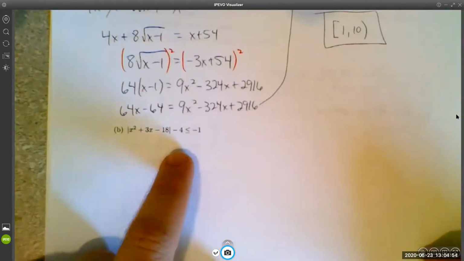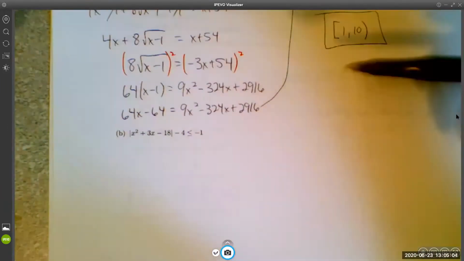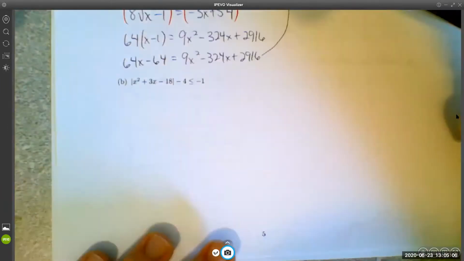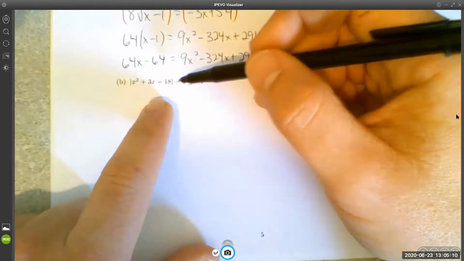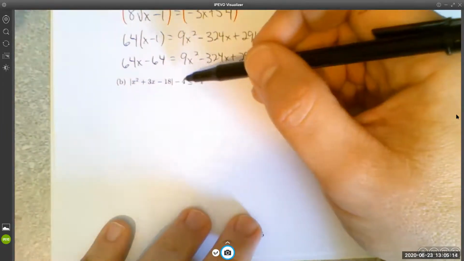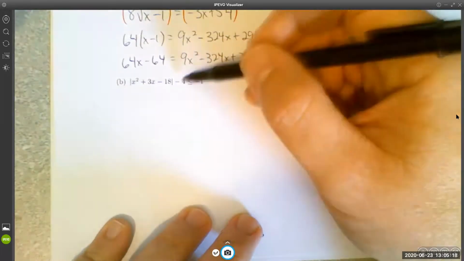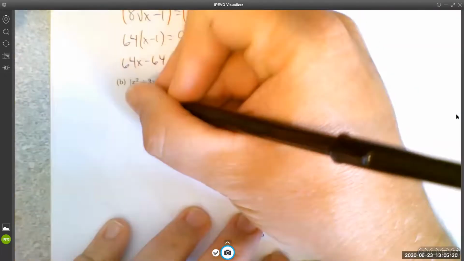However, there are other kinds of inequalities that I might give you on a test or a quiz. Part B is a really good problem to test how well you understand the information that we've covered in this section. So let's go through part B. At heart, this is an absolute value inequality. So we're going to solve it like an absolute value inequality, which requires us to first isolate the absolute value. So I'm going to add 4 to the other side.